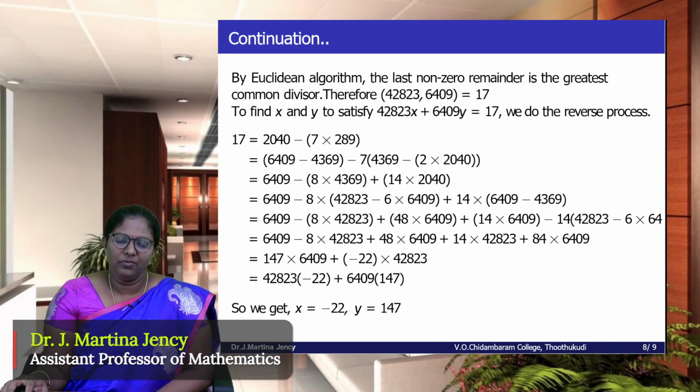So if you want to find the GCD of any two numbers, even if they are large, by using the Euclidean algorithm with less computation, you can find the GCD easily.